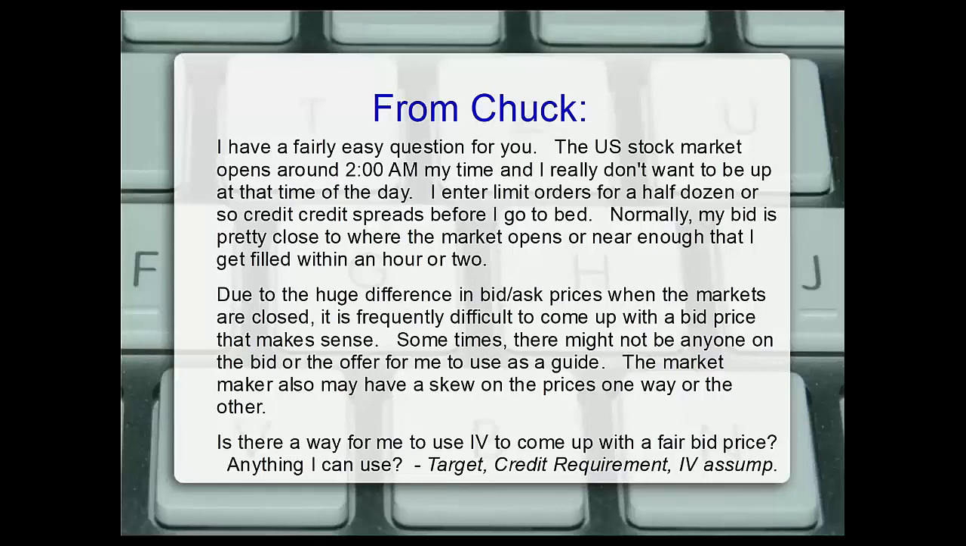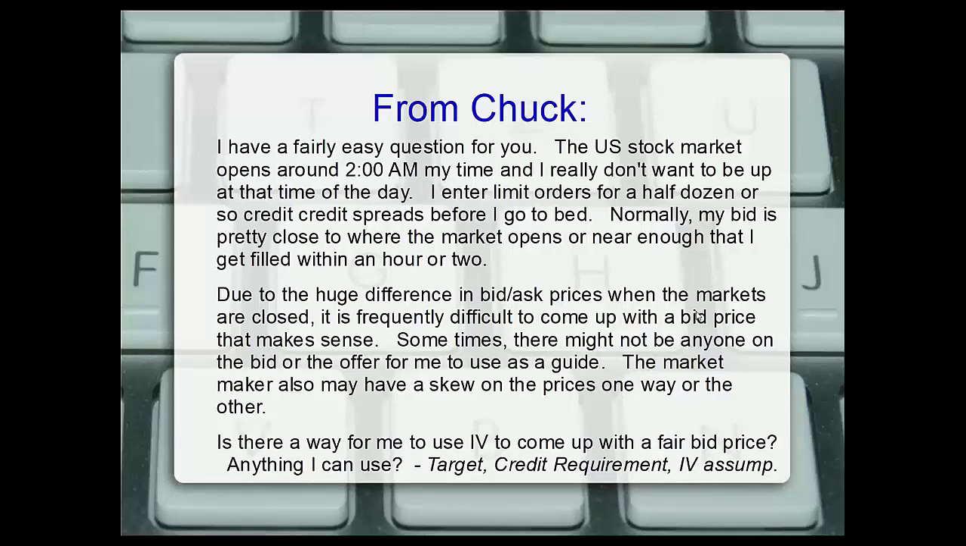Okay. And you said, is there a way for me to use IV to come up with a fair bid price? Anything I can use? Well, Chuck, you may be able to use the SIV, the average implied volatility of the near-term options. You can see that on the stock research page for each individual stock as a gauge of what the markets might be. Now, he also went on, and I didn't include it here, to say he's been looking at the futures movements in the markets, and then he bases the calculation for the bid on that movement at the same time. So that's what he's trying to look at.